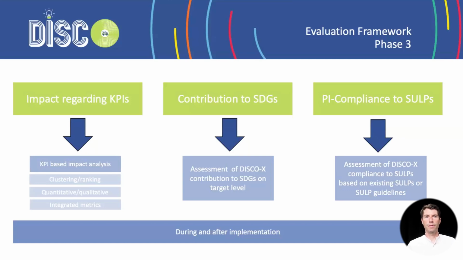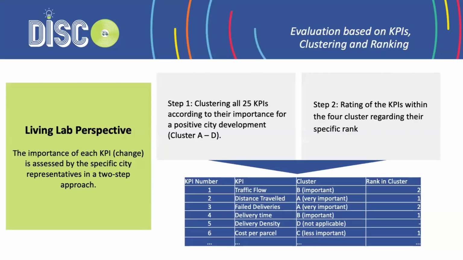These are, first, a clustering and ranking of KPIs regarding their importance. Second, a quantitative or qualitative assessment of value changes that takes into consideration before and after implementation data. And third, an integrated approach that combines the previous 2 elements into one evaluation indicator, and this indicator is called the KPI value. Starting with the first element, the clustering and ranking of KPIs.